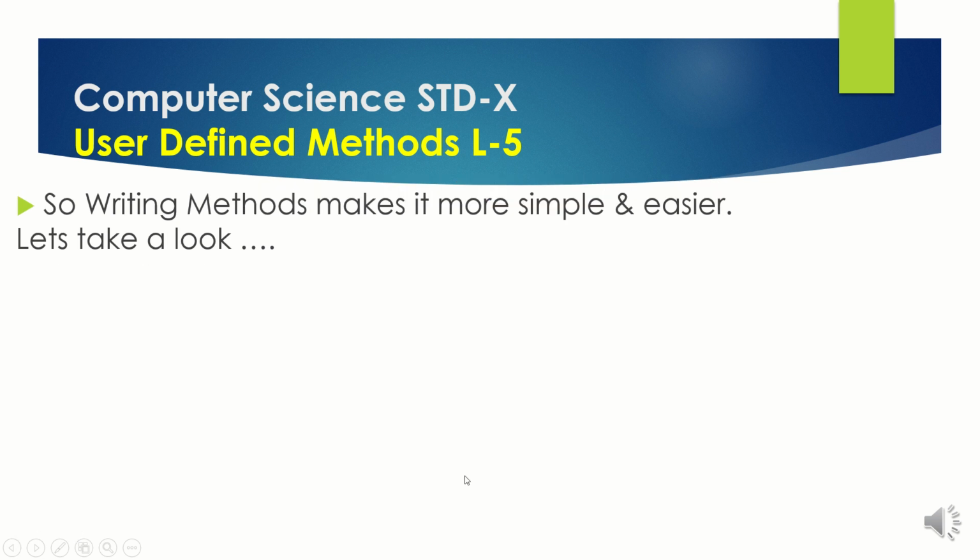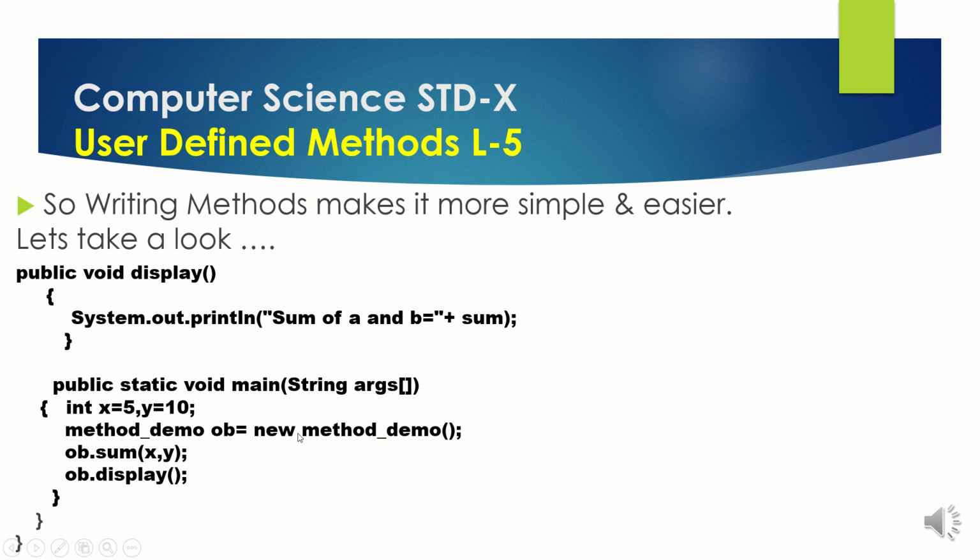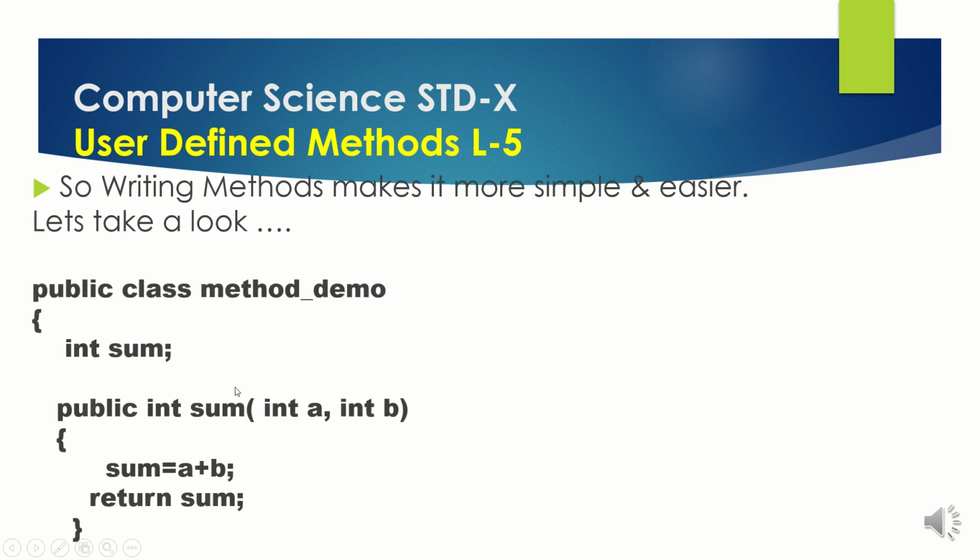Now you can see in this slide there is one method written here, int sum, int a comma int b. Sum is a method which basically adds two numbers, that is a plus b: sum equal to a plus b, and returns the value sum. A return statement is a must because it is integer type here, it is not void. If it is void, then a return statement is not required.